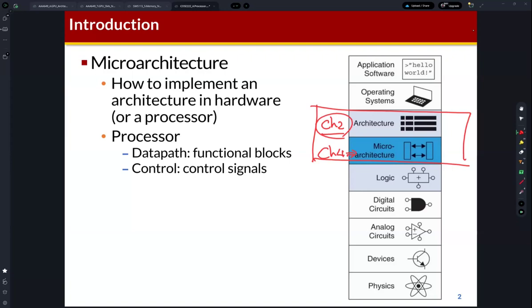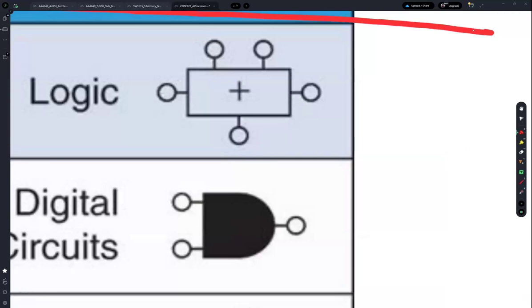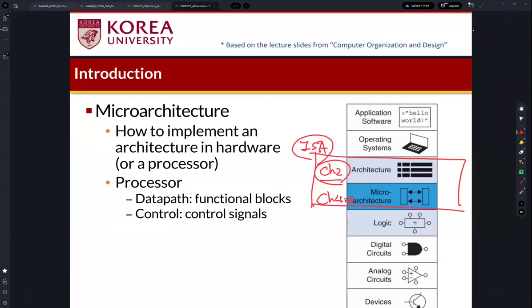Microarchitecture defines how the processor hardware is designed, right? So the ISA designs the instructions executed by a processor, and the microarchitecture defines the hardware architecture, the hardware design of a processor.